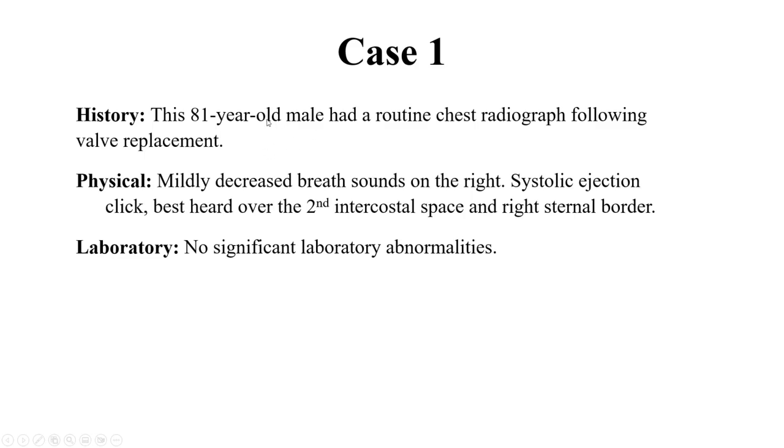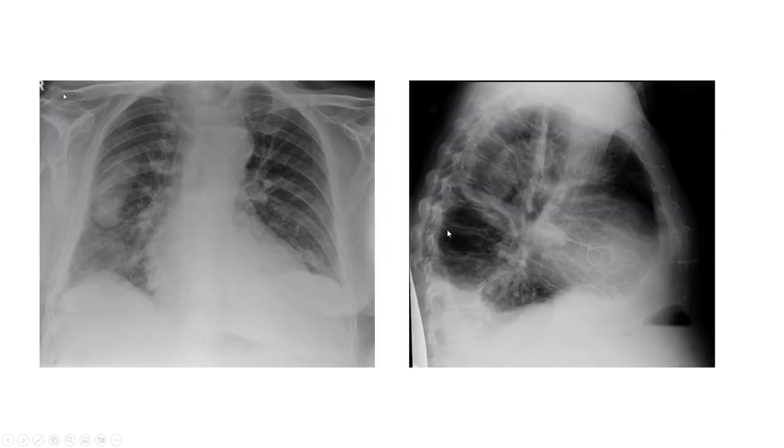Case 1 is an 81-year-old gentleman who had a routine chest radiograph following a valve replacement. On physical examination, we can hear decreased breath sounds on the right. There is a systolic ejection murmur, or a systolic ejection click, which is best heard at the second intercostal space and the right sternal border. Laboratory investigations were not contributory.